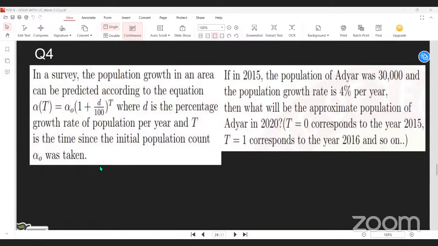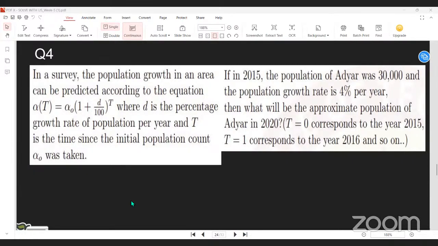So, should I start explaining? Yes, sir. Okay. So, what's given in the question is that population growth in an area is given by alpha naught times (1 plus d by 100) to the power t, right? Where d is the percentage growth and t is the time since its initial population alpha naught was taken. So, if in the year 2015 the population of Adyar was 30,000, so alpha naught is 30,000, right? Because we are taking t equal to 0 as 2015, right?